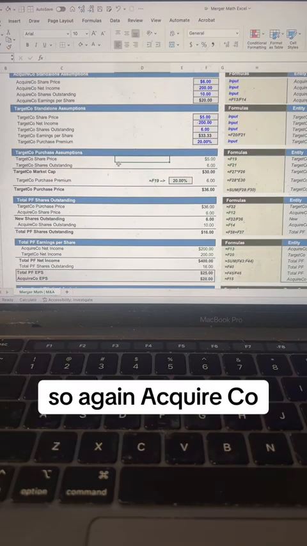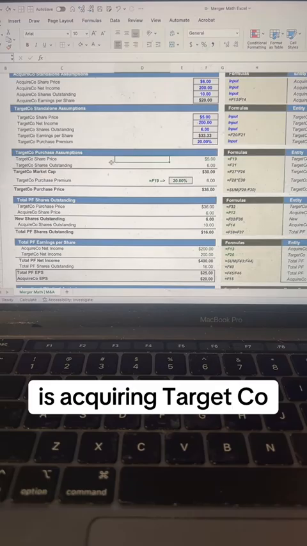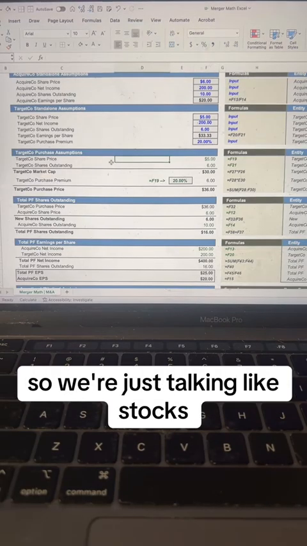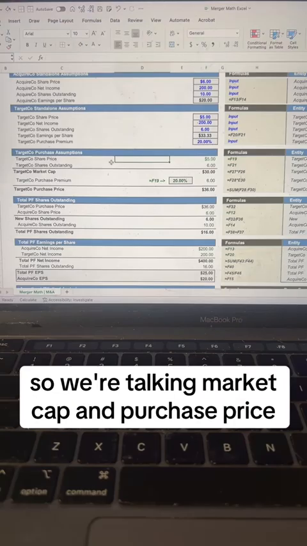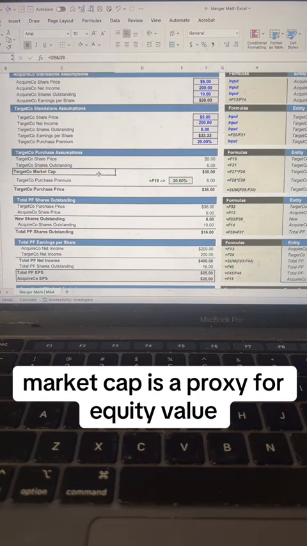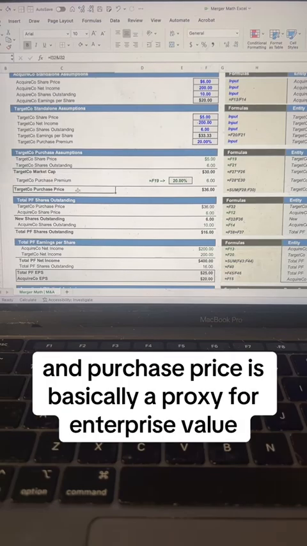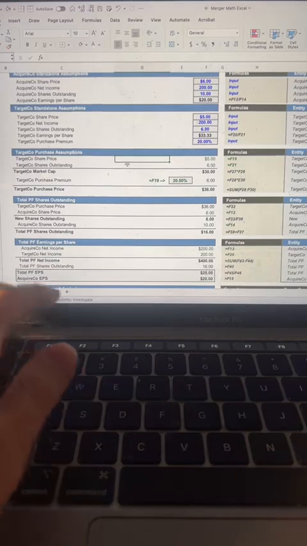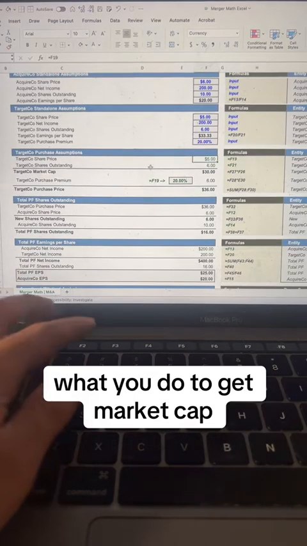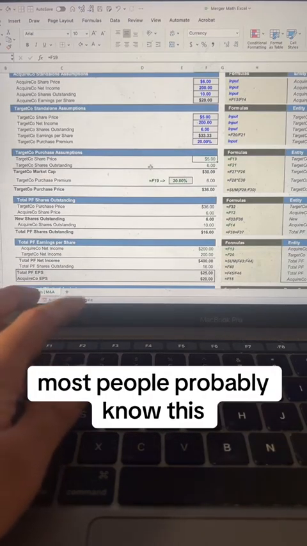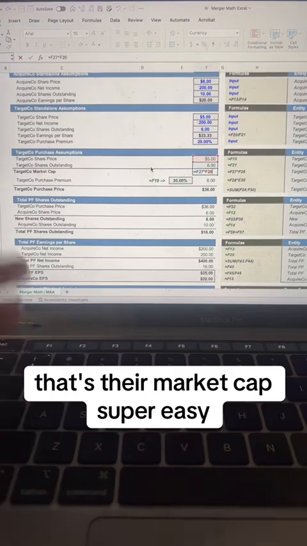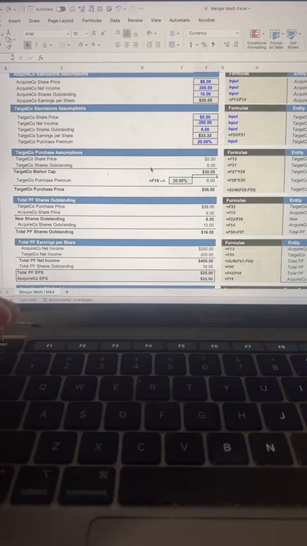So again, Acquire Co. is acquiring Target Co. This is an all stock deal, right? So we're just talking stocks. So we're talking market cap and purchase price. Market cap is a proxy for equity value, and purchase price is basically a proxy for enterprise value. But there's no debt, so you don't need to overthink it. What do you do to get market cap? Most people probably know this. You take Target Co. share price times their shares outstanding. That's their market cap. Super easy.